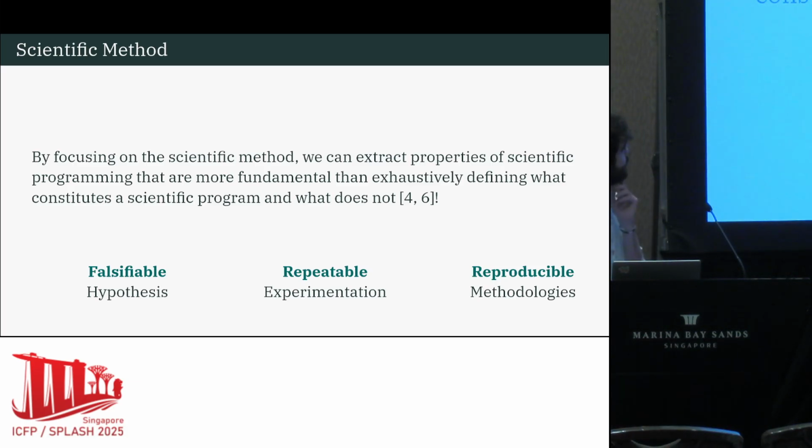Thinking about that leads to trying to think about the scientific method itself. There's been some work by a few different people on trying to link the scientific method into scientific programming and come up with these properties that are inherent to the scientific method, and then ask ourselves, does our scientific programming adhere to these properties? And that's both in terms of the data and the code. Often things that come up are things like falsifiable hypotheses, repeatable experimentation, and also reproducible methodologies.